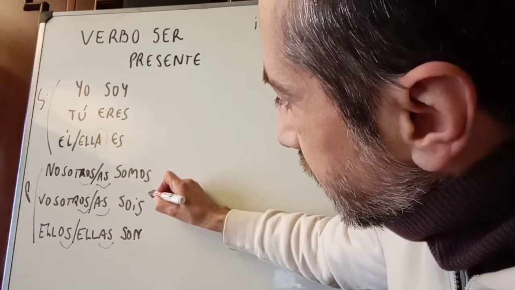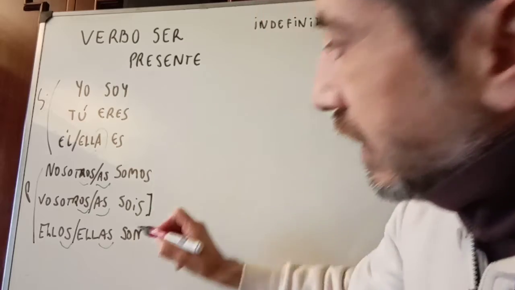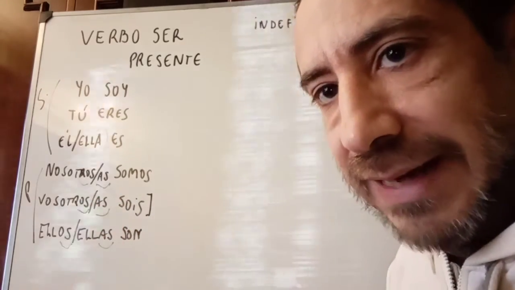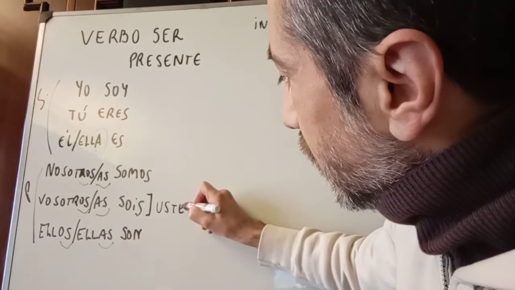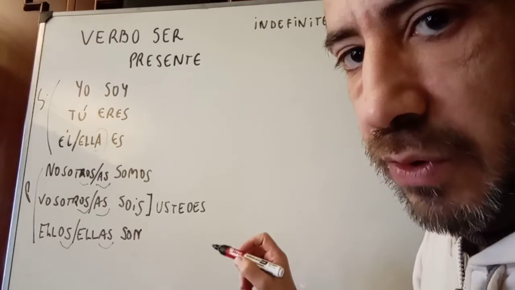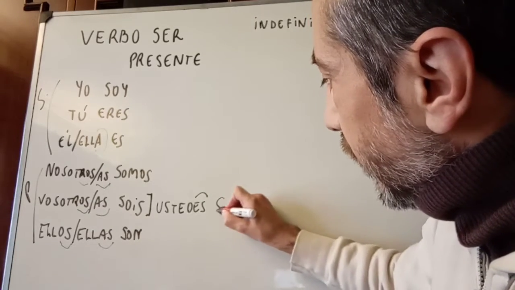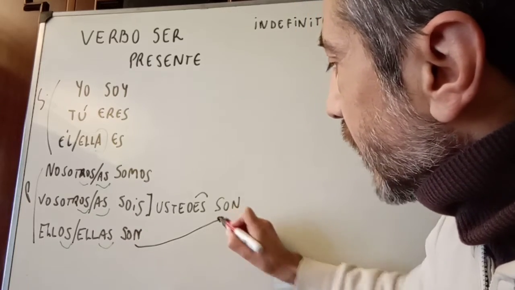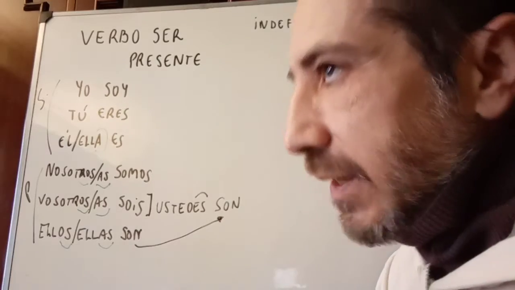As regards the second person in the plural, vosotros, vosotras is only used in Spain. In Latin America, you will hear ustedes, and it's the only form both for men and women. Ustedes son. Like this, son. This is the way in which we use the second person in the plural.